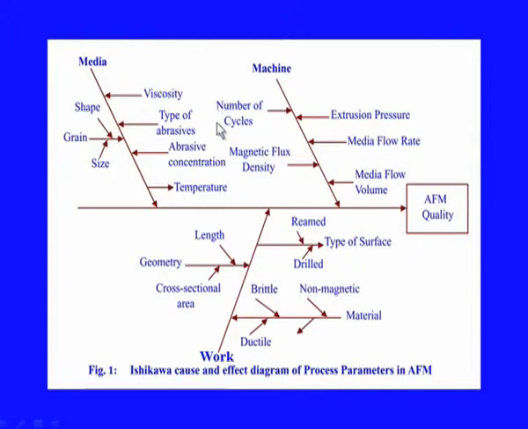Similarly, the machine based parameters we have already discussed. These are number of cycles, extrusion pressure, media flow rate and so on. A brief description of some of the important process parameters is as follows: media flow volume and extrusion pressure. What is the effect of these two parameters on the quality of the surface produced by AFM?